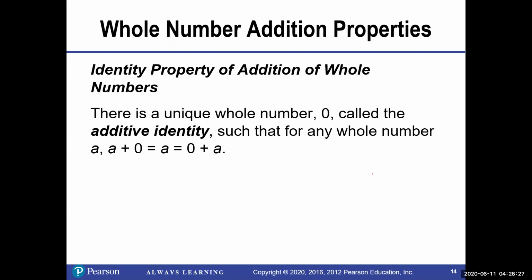Now we have what we call the identity property of whole numbers, and then there's a unique whole number 0 called the additive identity, such that for any whole number a, a plus 0 is equal to a, and 0 plus a is also equal to a. Now we call 0 the identity property of addition. Any number you add to 0 gives you the same number. And that property is what we call the additive identity of addition. Is that okay? Good.